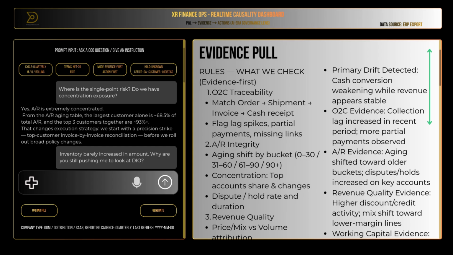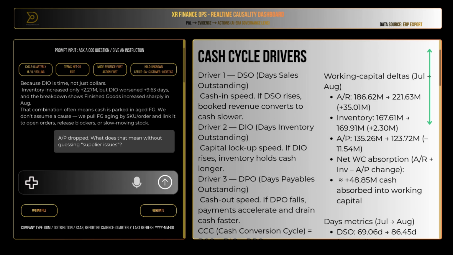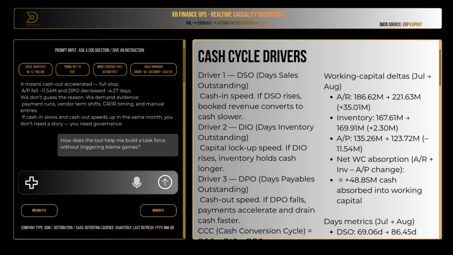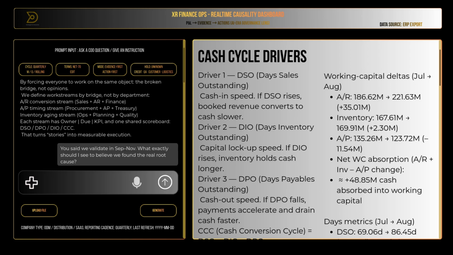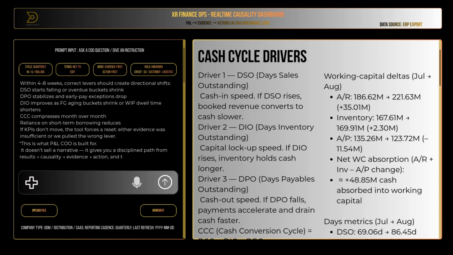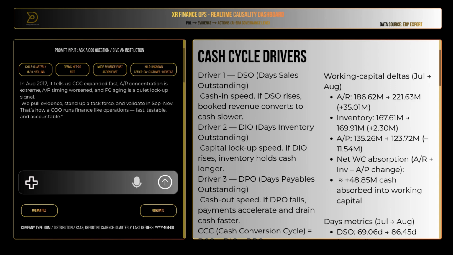Now, cash cycle drivers. Here the AI translates finance into operational causality. Inventory, receivables, payables, and timing gaps. It highlights what moved, how it impacts cash conversion, and which operational levers are most likely behind the pattern. So we know what to validate next. Instead of cash went down, we get which lever moved, why it likely moved, and what to check.